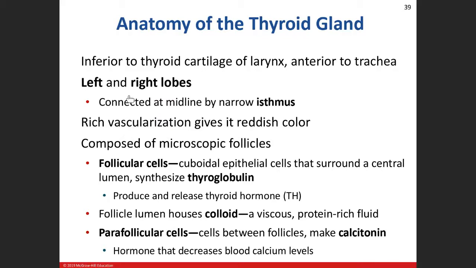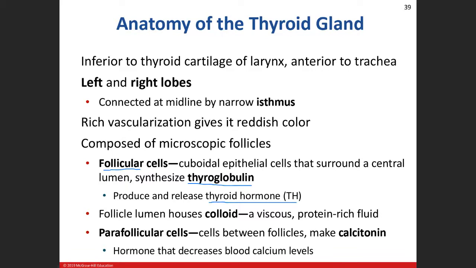So the predominant cell types that we're really going to focus on are the follicular cells. And these are the guys that make this substance called thyroglobulin. You need to know that. Thyroglobulin is crucial in the production of our TH, the thyroid hormone. So it's the follicular cells that make that.